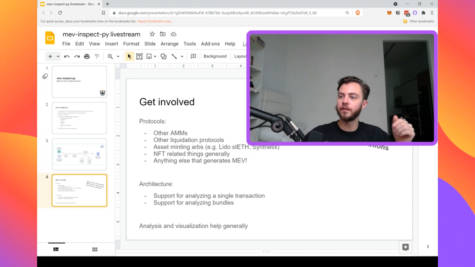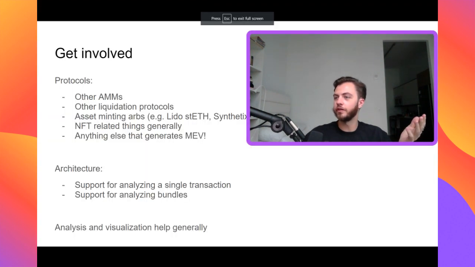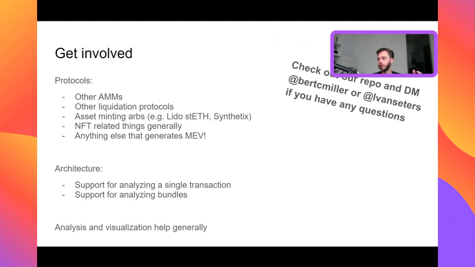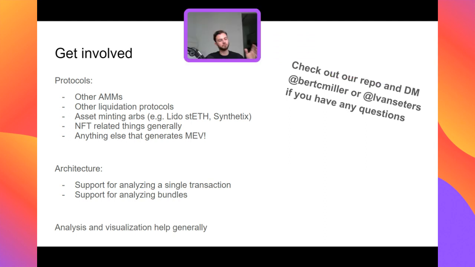I'll end with this. If you enjoyed this and want to get involved, here are a couple of ways you could do that. We would love to see protocol support for other types of AMMs, other liquidation protocols, and asset minting arbitrage, something I'm personally interested in. For example, minting staked ETH at Lido and then swapping that for ETH on Curve, ending up with more ETH than you used to mint. I'm also super interested in NFT-related things generally, and anything that makes MEV.